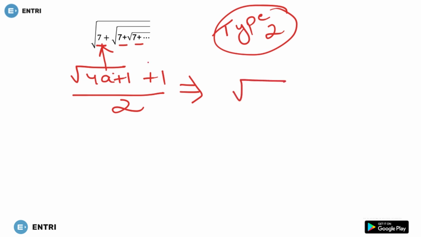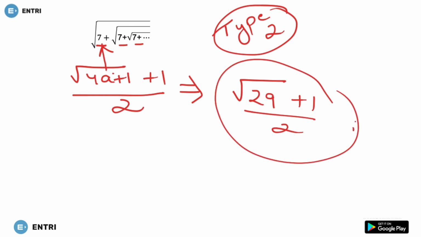So we know that 7 into 4 is what? It's 28, and 28 plus 1 is what? It's 29. Here it would be root 29 plus 1 upon 2. So this is the answer. No need to take any tension. You will be able to solve each and every question within seconds. Within seconds you can solve any question.